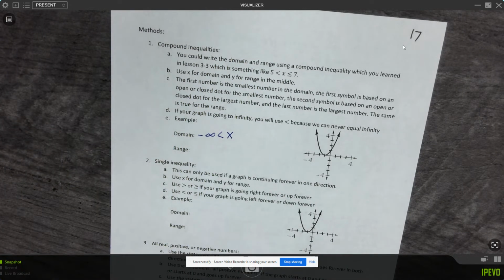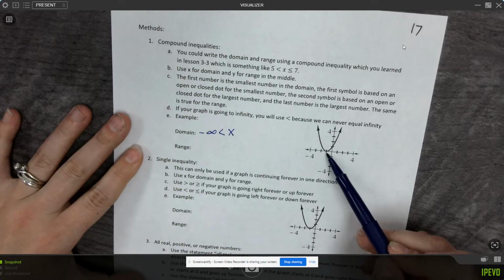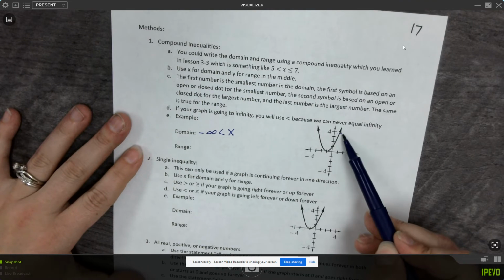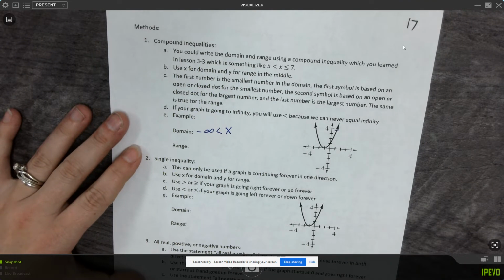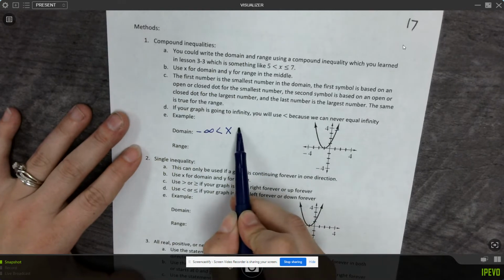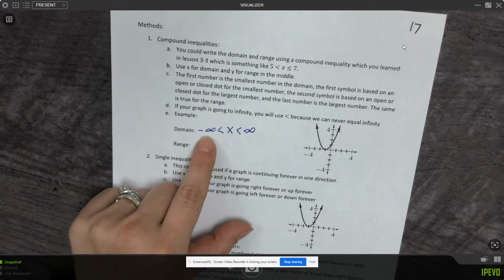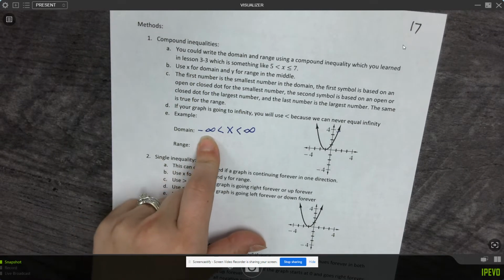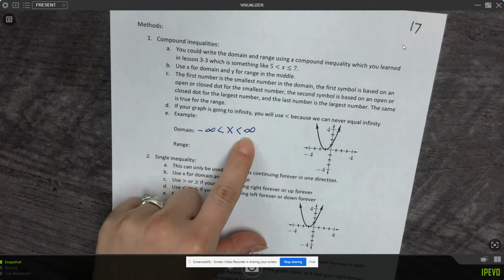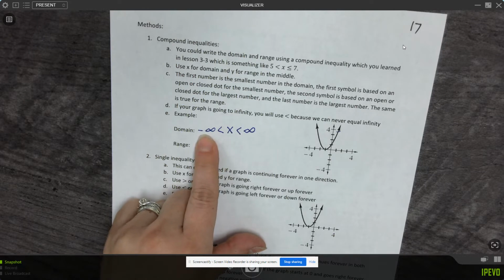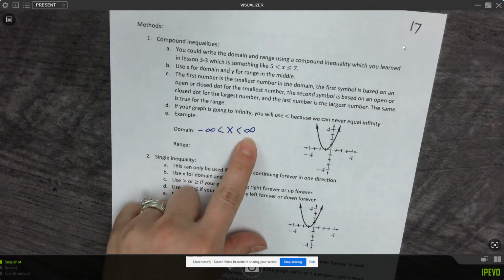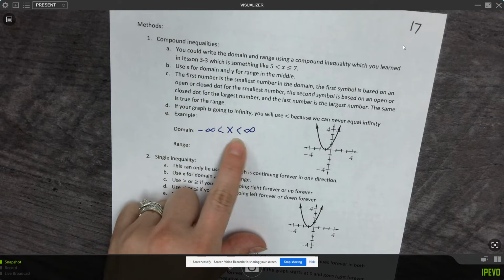And then I need to go the farthest right that this graph goes. Well, this one happens to go to another arrow. This time it's going to the right, which is a positive infinity. So less than positive infinity. Your smallest number should always be first. Your biggest number should always be last. Negative infinity is smaller than positive infinity. And infinities cannot be equal.